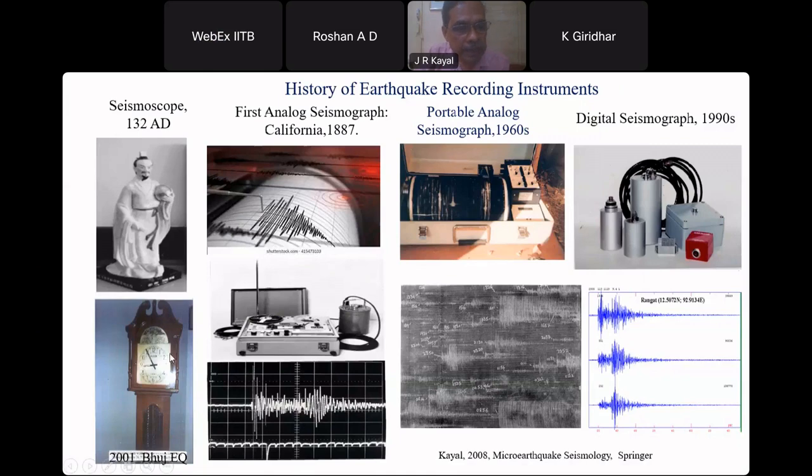It is something like our pendulum clock, which we experienced during the 2001 Bhuj earthquake. It gave the time, and on 26 January that clock stopped in a dak bungalow. So it is like a seismoscope, which gives the time but does not record. The first seismograph record was established in 1887.